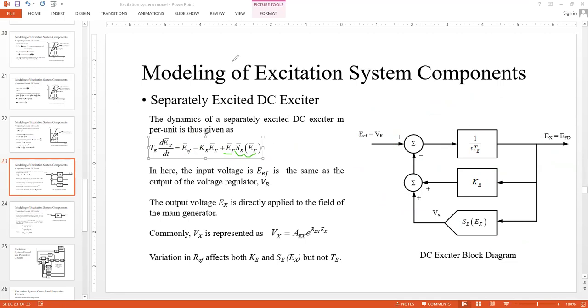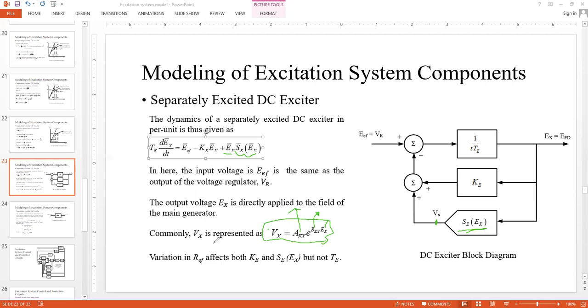So to get rid of this nonlinearity, what they actually do is assume some representation of this SEX or this VX overall, because VX takes into account the EX multiplied by SEX, the whole thing. So the whole thing, EX multiplied by SEX, is approximated or represented by this exponential relation with some constant AEX and some other constant BEX, and the exponential relation itself for EX. Okay.